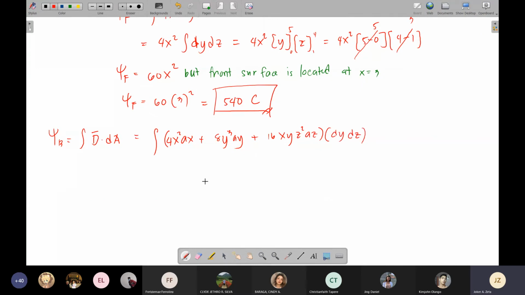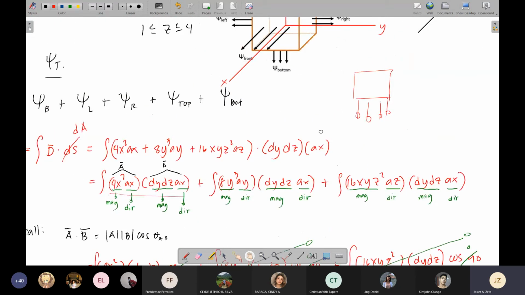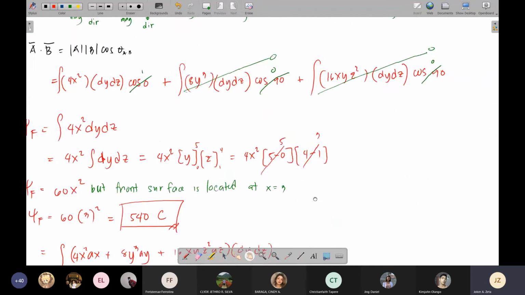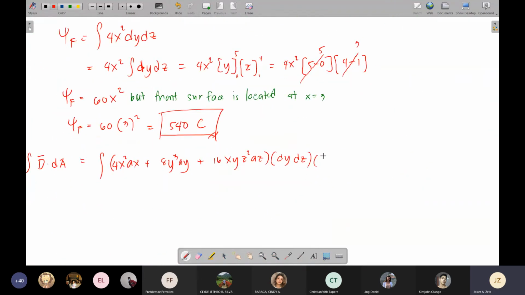Pero unsa may direction sa back? Imagine if the charges will flow out sa back nga surface, unsa man iyang direction? As you can see here, kaning arrow, kung charges mugawas diri sa back nga surface, ang iyang direction would be towards the negative x-axis. So kung negative x-axis na, therefore ang direction niya will be negative ax.